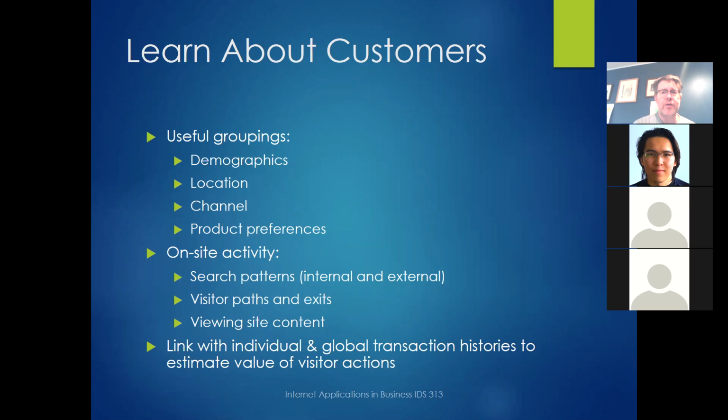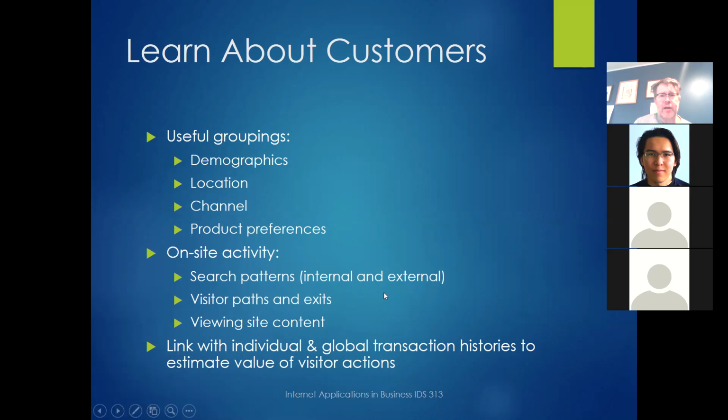Product preferences, right? You can group it by people who looked at this part of the website. For example, on Amazon, you might be interested particularly in customers who looked at music downloads, or Amazon Prime customers, whatever, some subset of your customers based on the products they buy. And then, of course, online activity, right? You can look at their search patterns, what they're searching for on your site, how they're searching to get to your site if you're advertising through Google or another search engine.